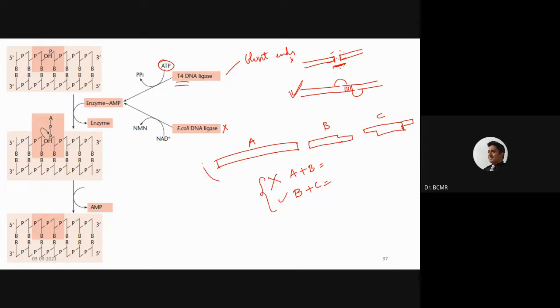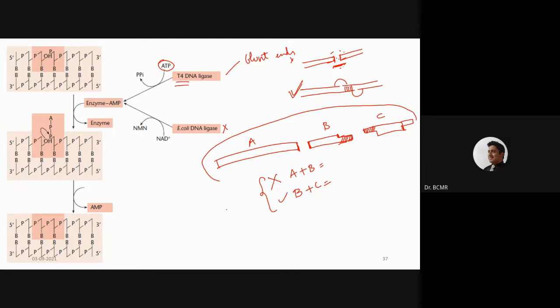This is the situation: a solution has 3 DNA molecules, A, B, and C. Their ends are something like this. A has both blunt ends, B has one blunt end, and on the other side it has a sticky end that is complementary to the sticky end of C. I want B and C ligated, but I don't want A and B ligated. Then which DNA ligase would you prefer?